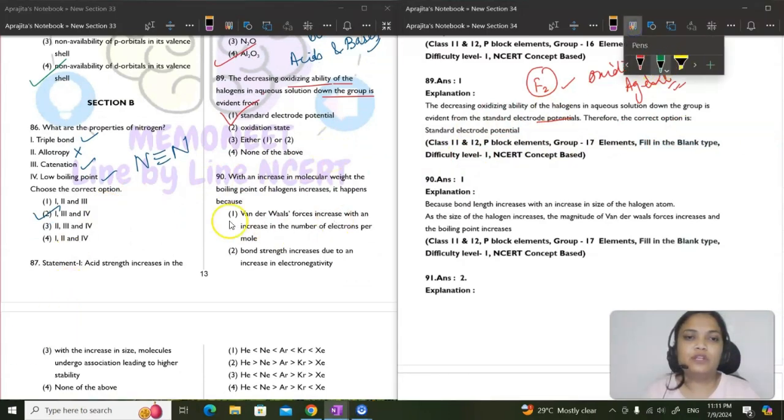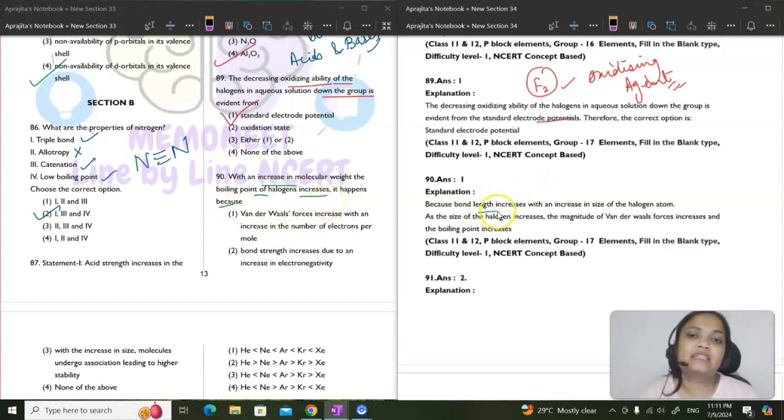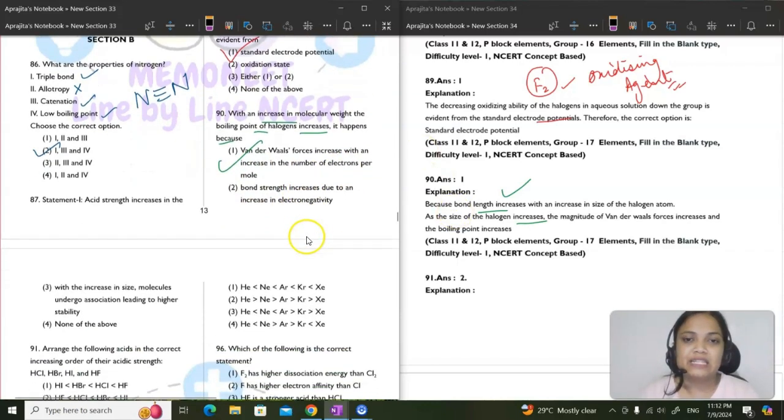Next question, students. Question number 90. With an increase in molecular weight, the boiling point of halogens increases. Now this is because if we are increasing the size of the halogen atom, the bond length increases. Okay. So as the size of the halogens increases, the magnitude of van der Waals force also increases and it will increase the boiling point. So because of the increase in van der Waals force of attraction, it is going to increase with the number of electrons per mole. So that is why the boiling point is also going to increase. Okay.